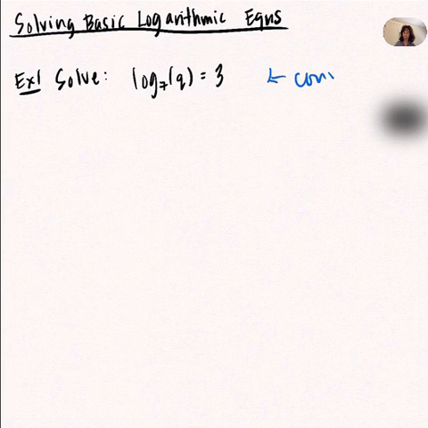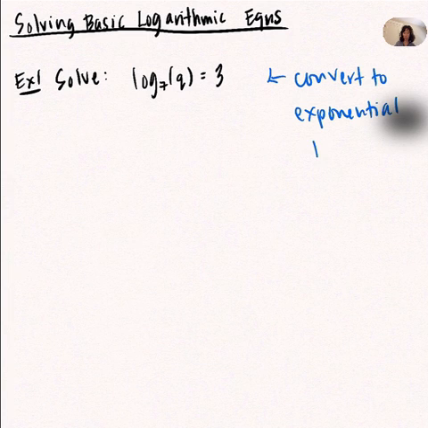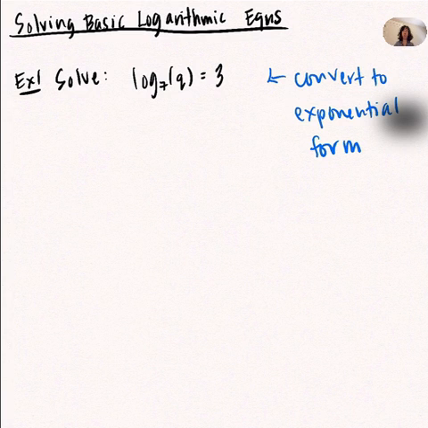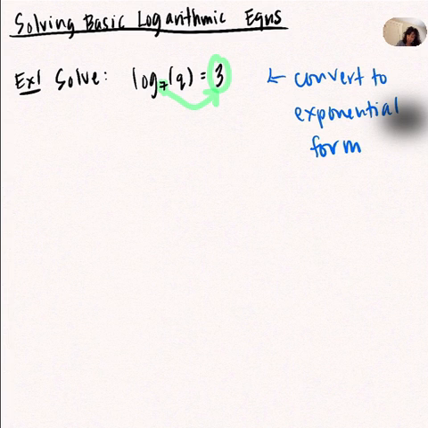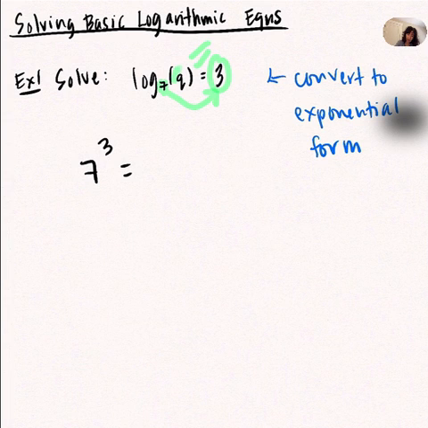So convert to exponential form, because if you convert it to exponential form, you'll more easily be able to see what q will satisfy this. So how do we convert to exponential form? I'm going to take the 7 and raise it to the 3. So I'm going to do 7 to the 3, and that's supposed to be equal to whatever was inside the log. So that's supposed to be equal to q.